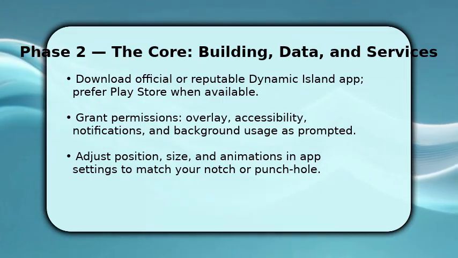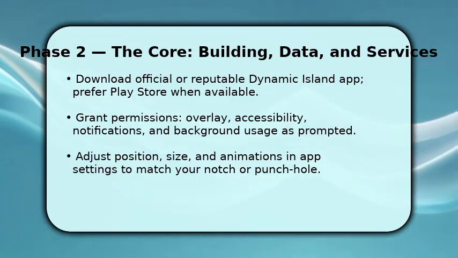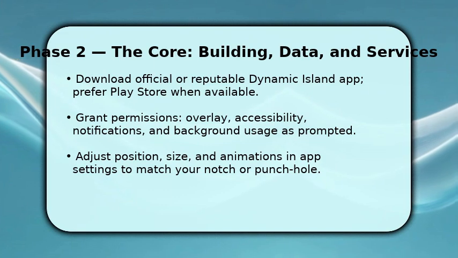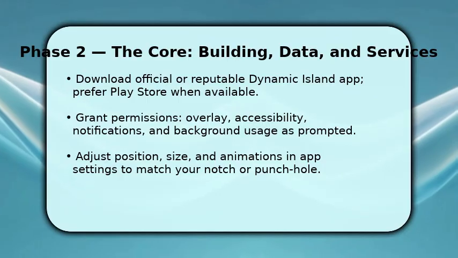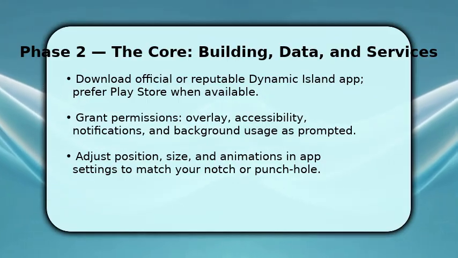Then open its settings, set position and size to align with your punch hole or notch, and pick the animation's intensity. This step ensures the UI integrates smoothly with system gestures and avoids accidental occlusion.